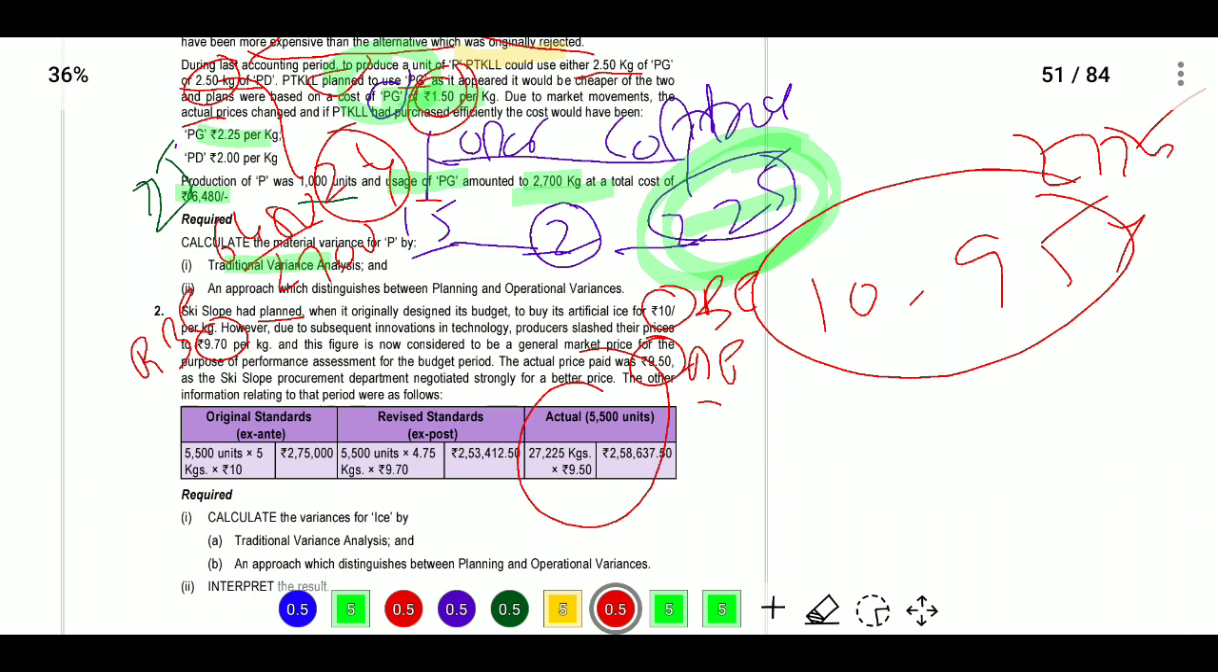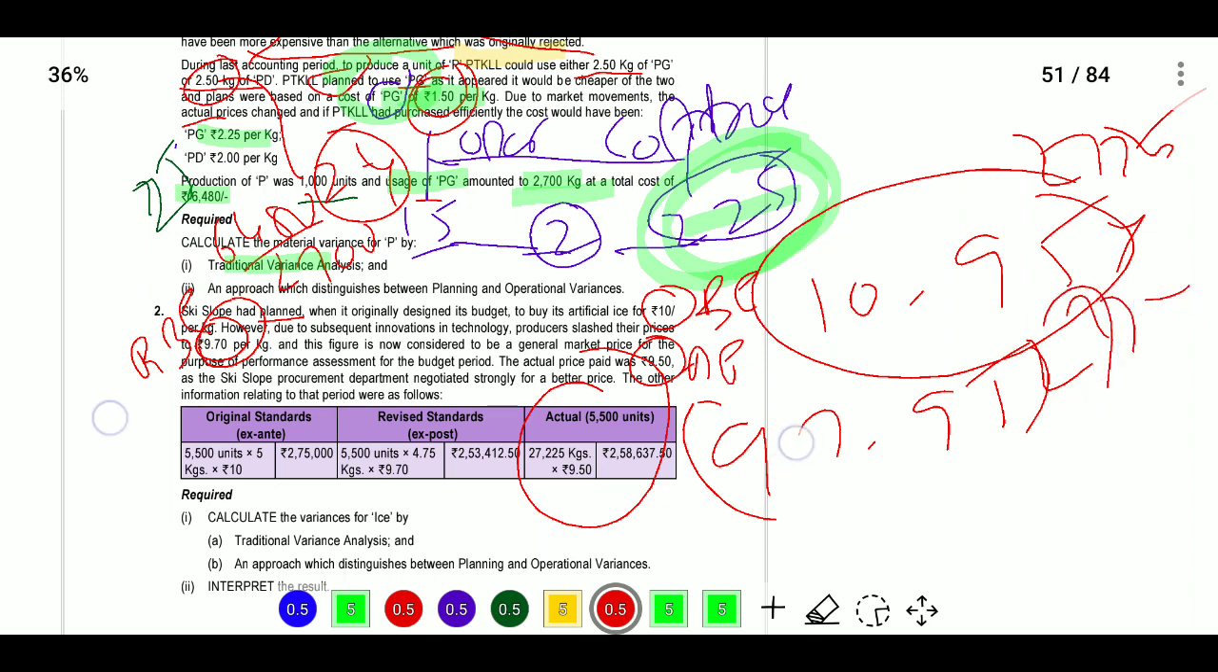Operational variance means, when we are operating, our price will be 9.7. So the price variance will be 9.7 minus 9.5 into 27,225. This is the price variance we got. Okay, up to this clarity.